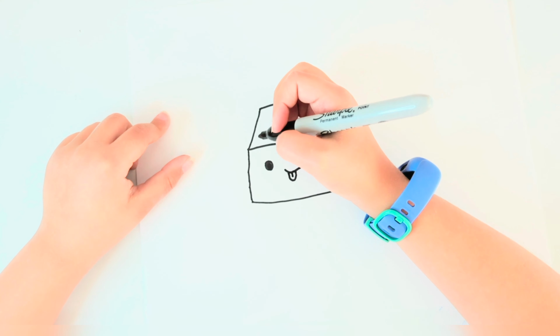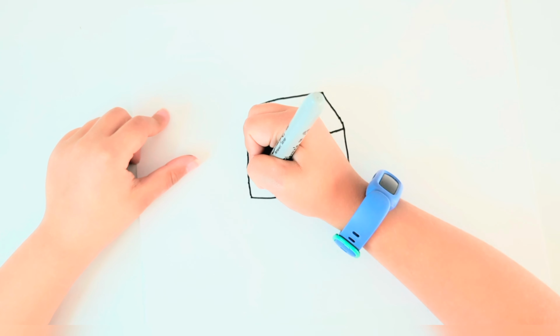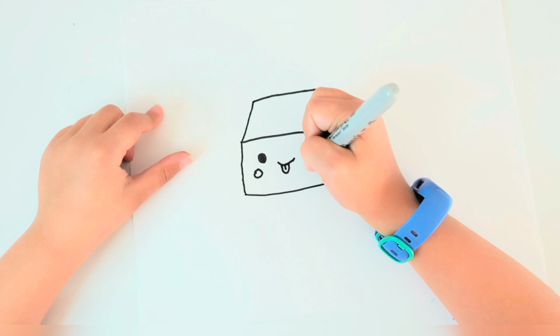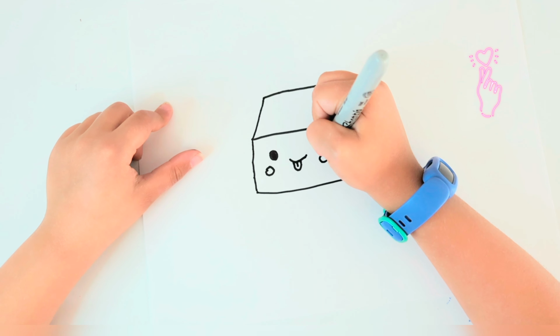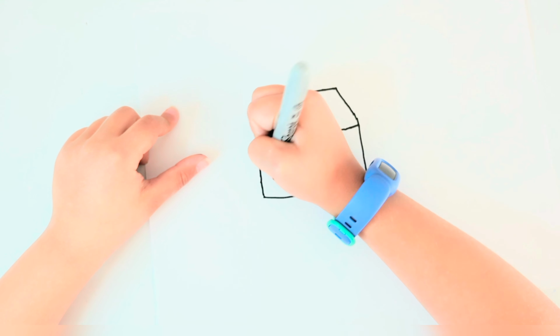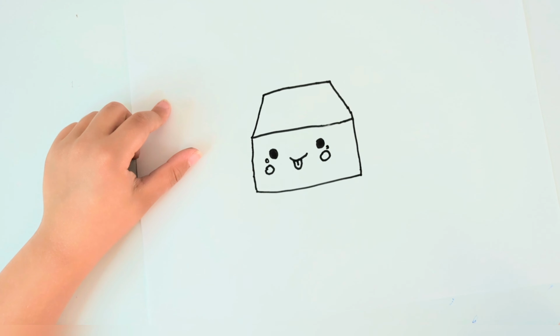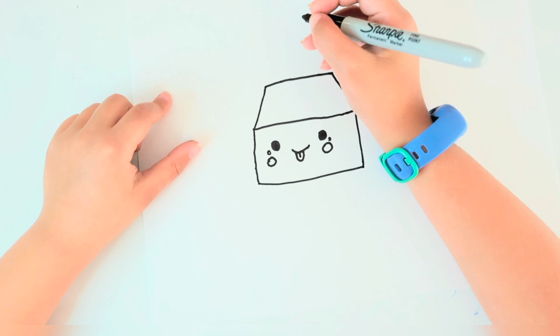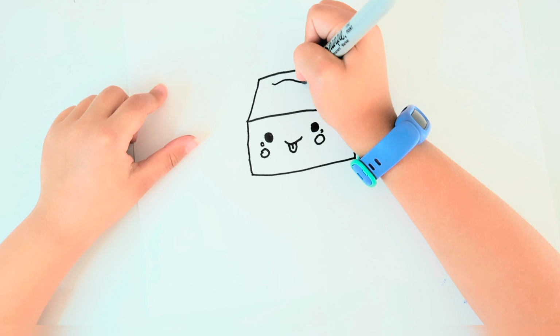And then we're gonna draw the cheeks. For the cheeks, you're gonna make two ovals. And then you're gonna draw two tiny little circles. And then, since this tofu is gonna have soy sauce on top, you can make a little circle.